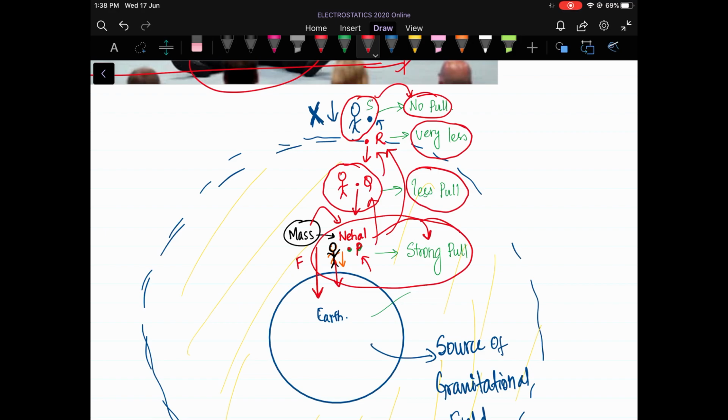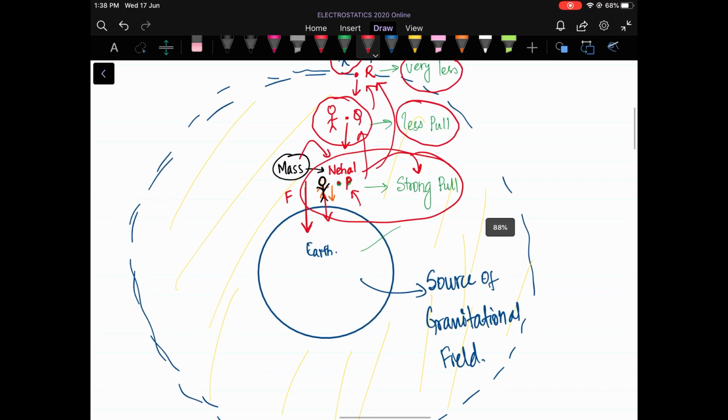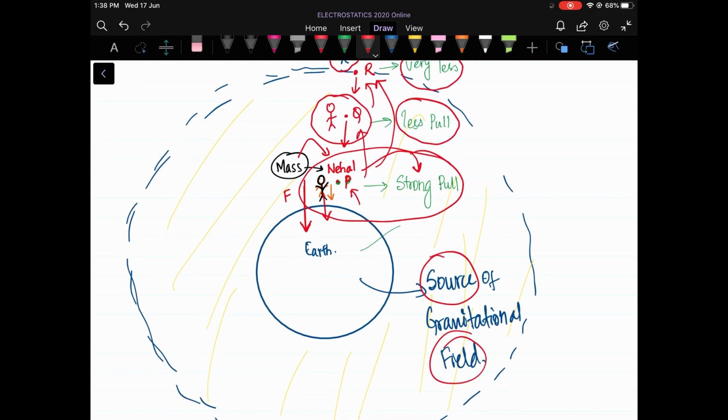But you can see this point S is clearly outside the field, and I can say that a point such as S is not inside the gravitational field of the Earth. Now if you ask me, I can use another term, like the source of the field, and clearly the source of the field in this case is the Earth.